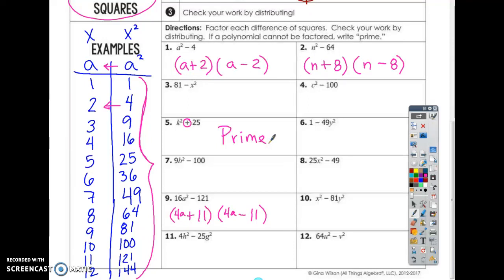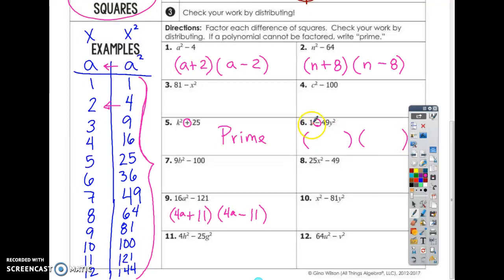Okay, do we need to do one more? Let's do number 6. It has a minus, right? I can take the square root of 1, and I can take the square root of 49, and I can take the square root of y squared. So we're going to do the difference of 2 squares.